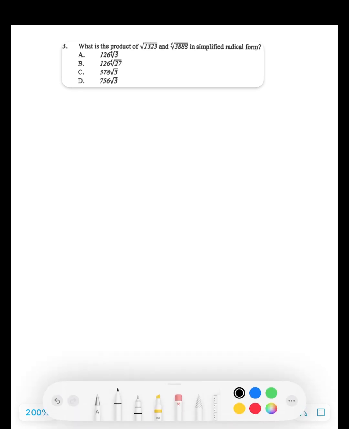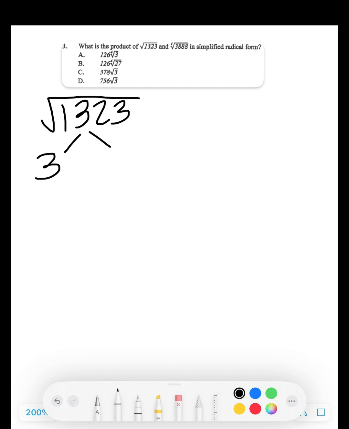So what we're going to do is simplify both of these radicals first. I'm going to start with the square root of 1,323. You all have your graphing calculators for this test, so that's going to make simplifying this radical a lot easier. We can take a 3 out of 1,323, and that gives us 3 times 441. You would just try your prime numbers until you get something that divides out here.